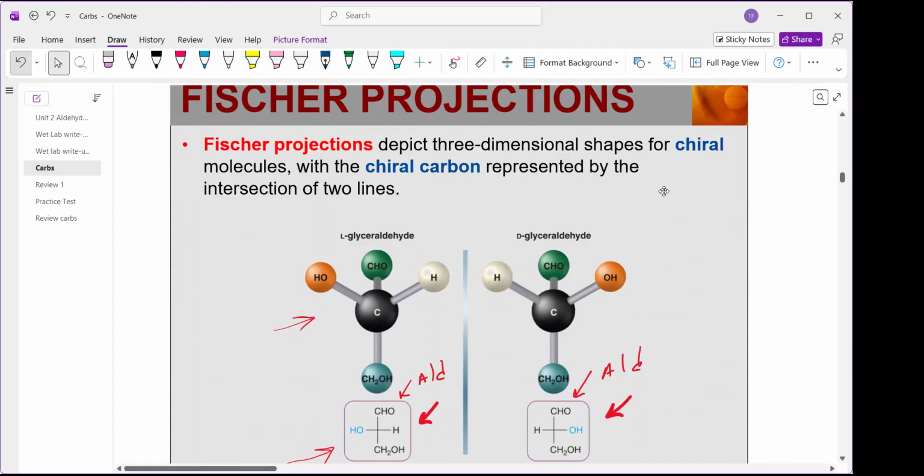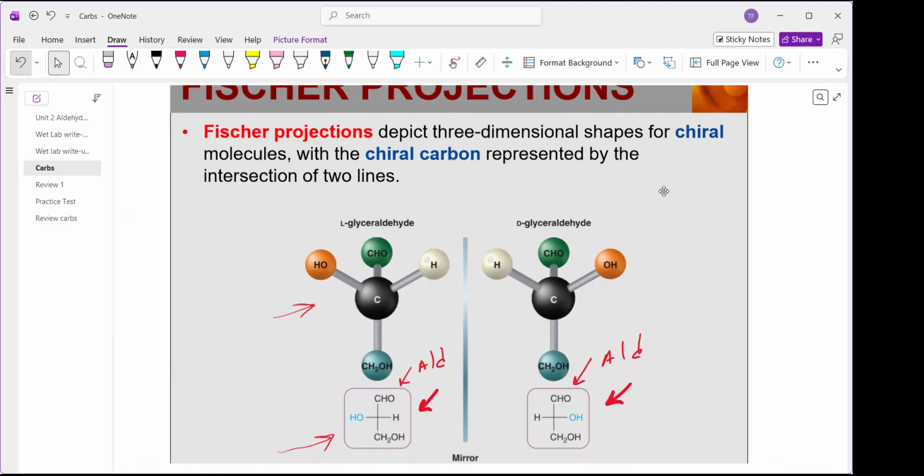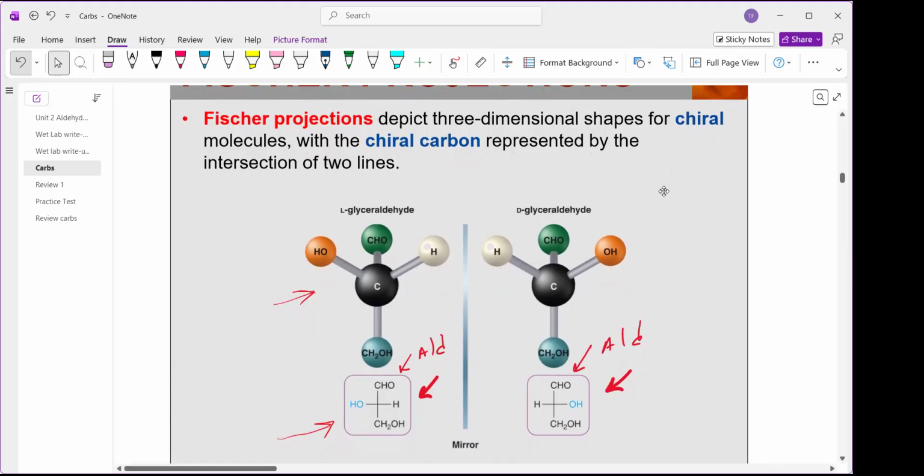Okay, so how can you tell the L from the D? You line up the acyclic version of the sugar, putting the aldehyde group at the top. And as you line them up, look at the chiral carbon closest to the aldehyde group: if the OH goes to the left, it's the L version. If it goes to the right, it's the D version. Now, most of the carbs are cyclic, so you have to open them up before you can figure this out.